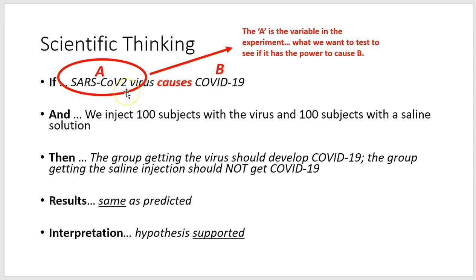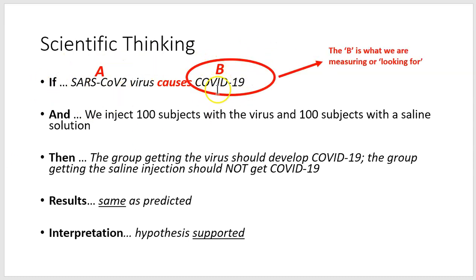Now we're going to introduce some terms here. Whenever we write A causing B, we're going to say that the A is the variable in the experiment that we want to do to test the truth of this hypothesis. So the A is the thing that we want to test to see if it really has the power to cause B. We're going to call that the variable. The B is what we're, in a sense, measuring, what we're looking for to see whether A really is causing this outcome.